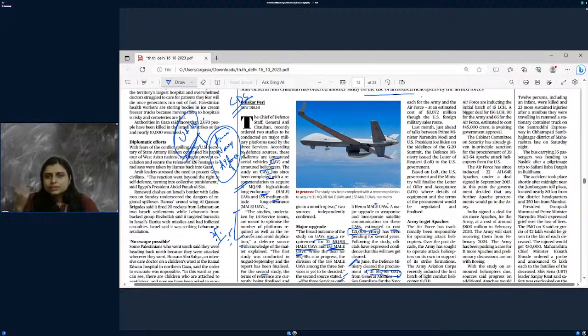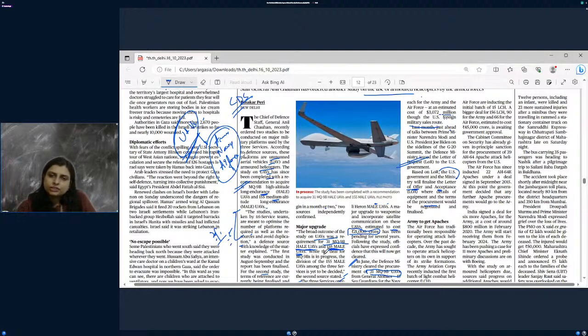Now, what would be the estimated cost? Since the UAVs have been recommended for all three services, it will be $3,000 million through the US foreign military sales route. Last month, during the G20 summit, the Honorable Prime Minister and the US President met, and the Defense Ministry issued the letter of request to the US government. And this letter of request was regarding what? This will finalize the letter of offer and acceptance, where details of equipment and the terms of procurement would be negotiated and finalized.